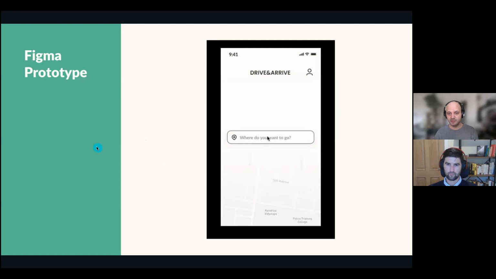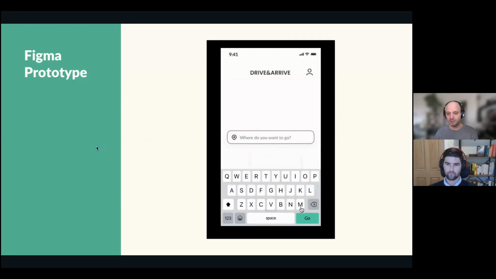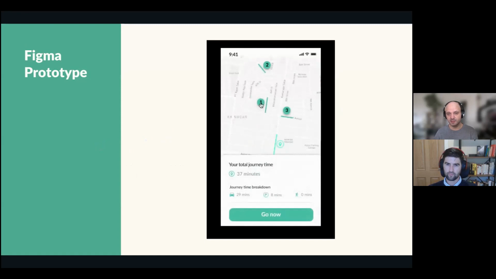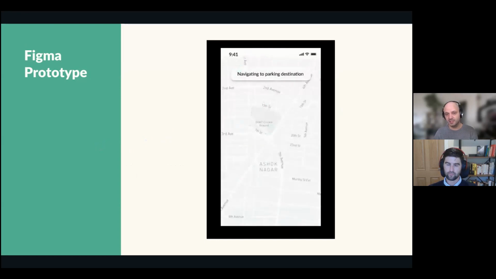So here was the first prototype. I made a little screen grab of how the application looked. Pretty simple screens, very clear and easy to use. Breakdown of the journey time. So not many steps.